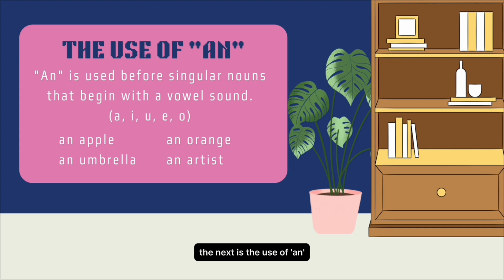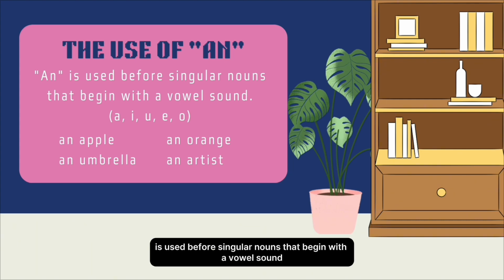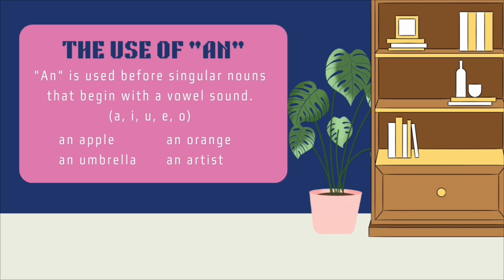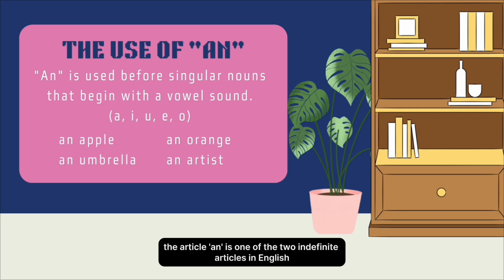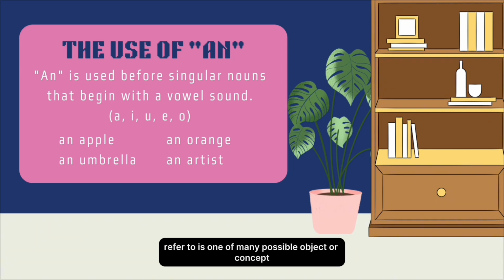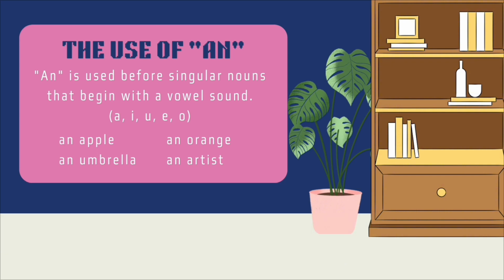The next is the use of an. The article an is used before singular nouns that begin with a vowel sound. The vowel sounds are A, I, U, E, and O. The article an is one of the two indefinite articles in English that is used before singular nouns to indicate that the object or concept referred to is one of many possible objects or concepts.